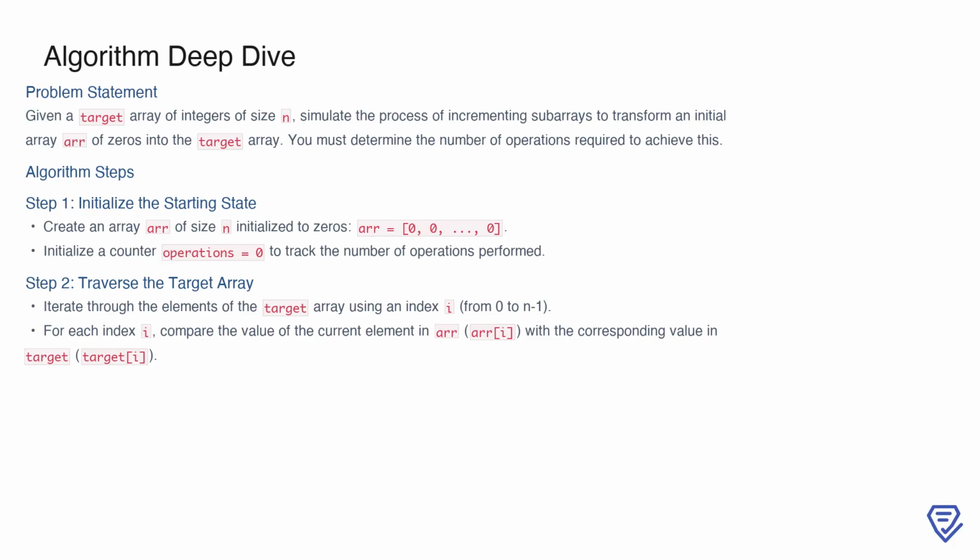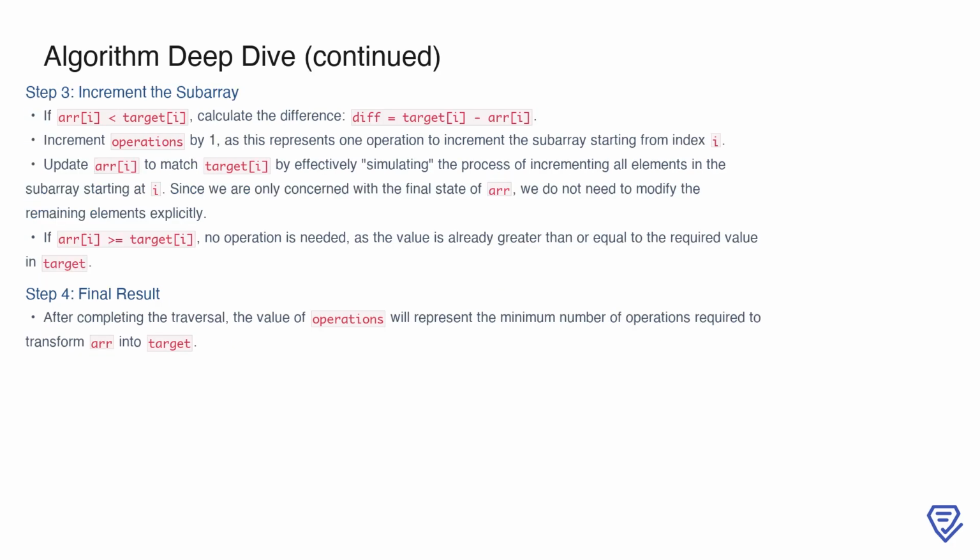Then, we traverse the target array. At each index, we compare the current value of ARR at that index with the corresponding value in target to decide whether an increment operation is needed. Now, during the traversal, if the value at ARR[i] is less than target[i], it means we need to perform an increment operation. The difference between target[i] and ARR[i] tells us how much we need to increase the value.